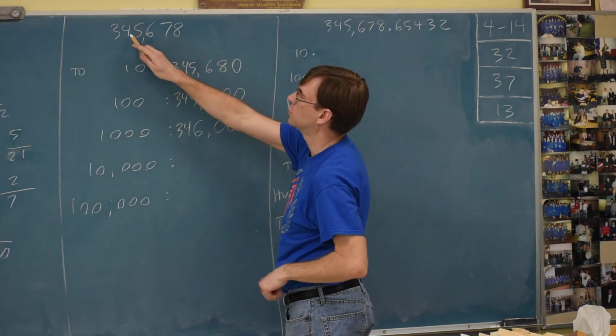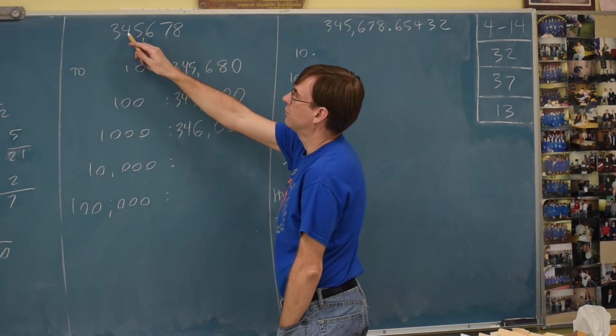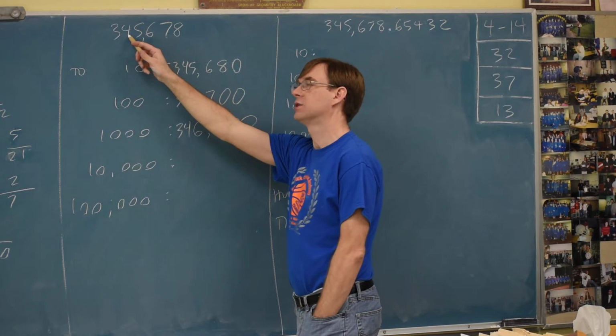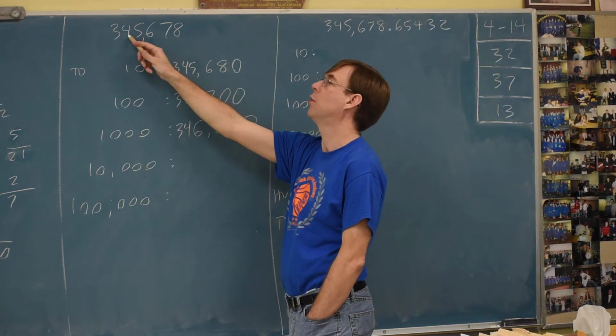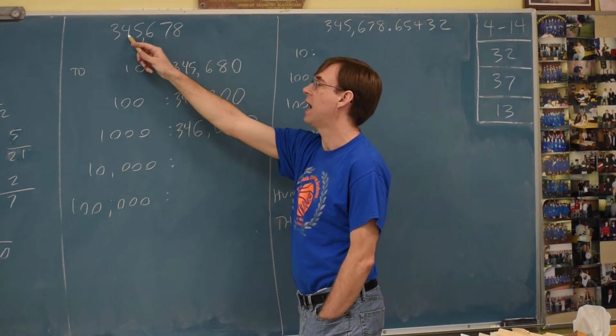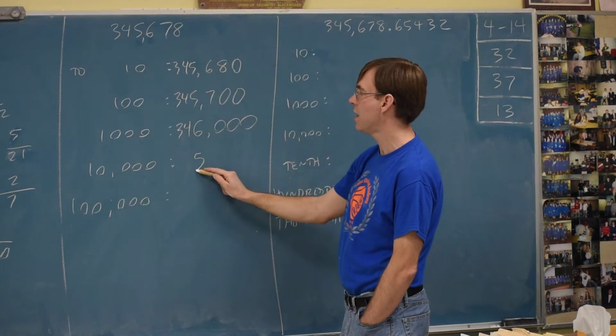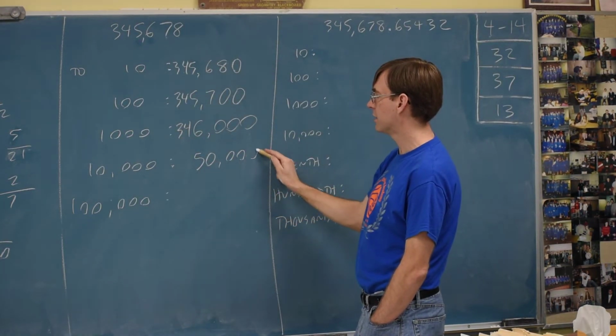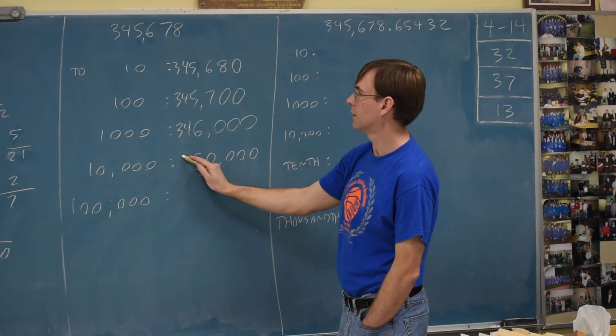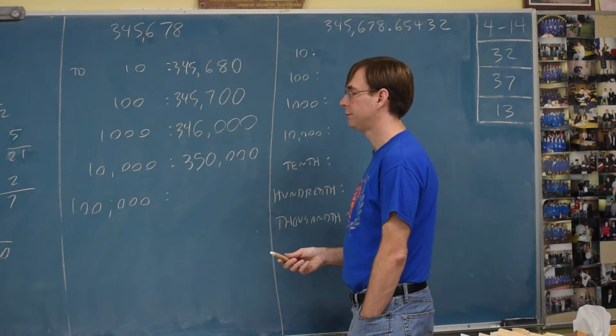10,000s place is where the 4 is. So for the 4's position, to make a decision whether to stay or go up, we always look right. The 5 is still big enough to shove it up. So 4 becomes 5. 0 is everything to the right. The left, we just copy it.